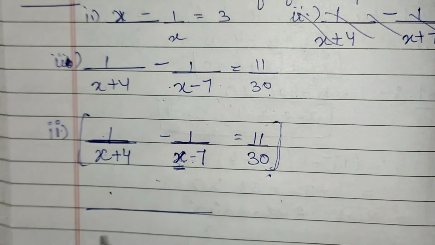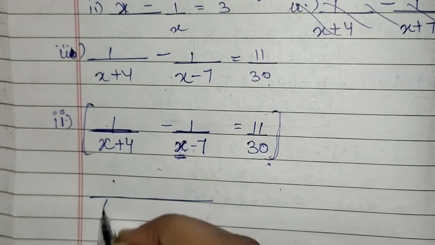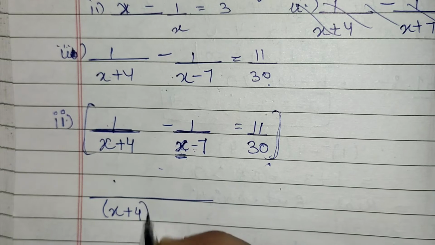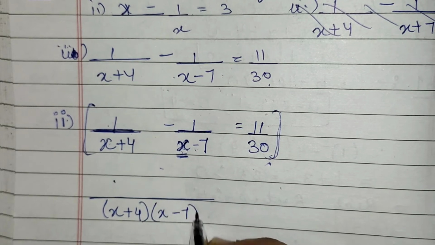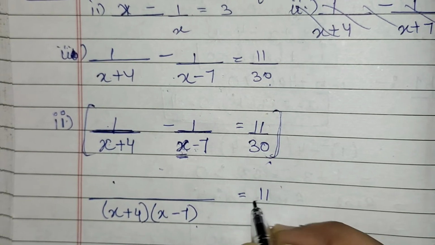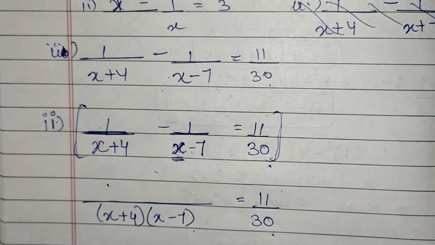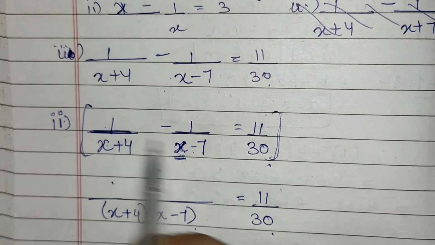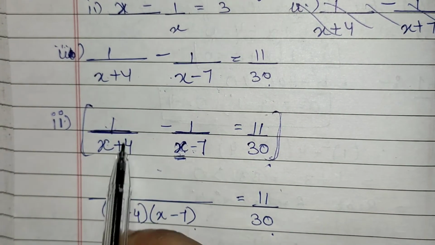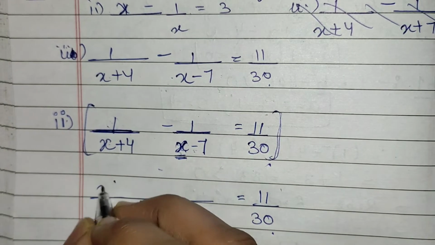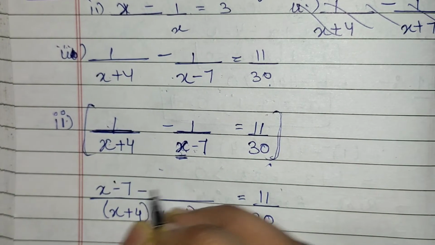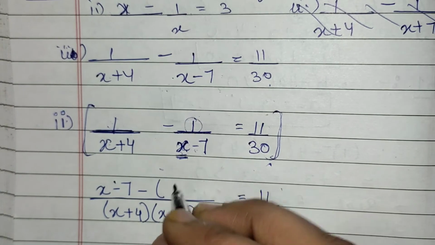So how will you simplify your equations? You will take the LCM, (x plus 4) into (x minus 7), and here 11 by 30 will remain as it is. Okay, so when I take the LCM, then what will come here? It will become x minus 7 minus, and here what will come?